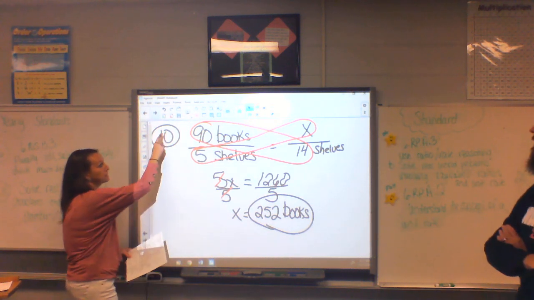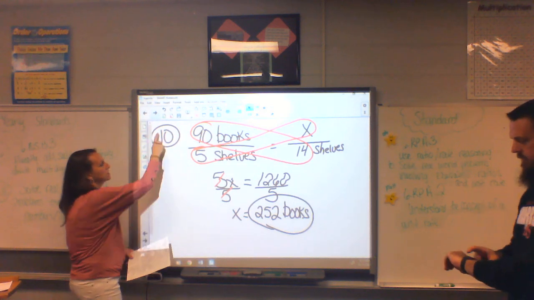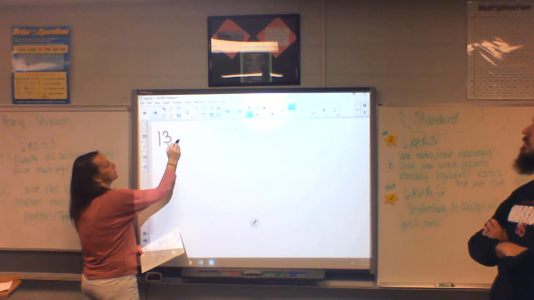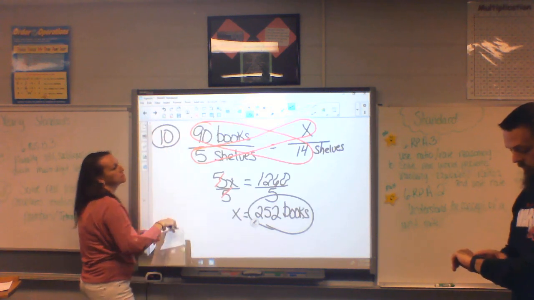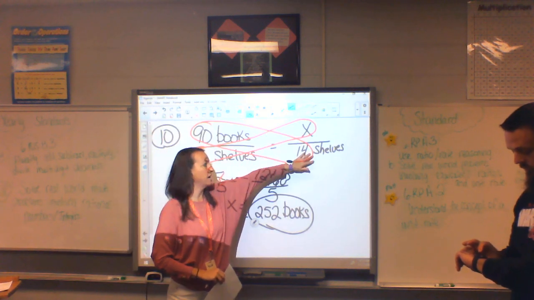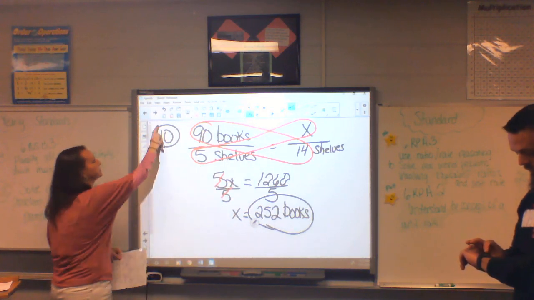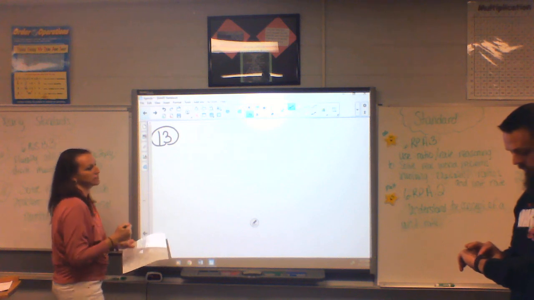All right, we're going to skip down and we're going to do one more of these with you just as an example. And we're going to do number 13 because I want you to see that sometimes the unknown can be on the top. Sometimes it can be on the bottom. It can be anywhere, okay? But the process is still the same. So we're going to do number 13 together.